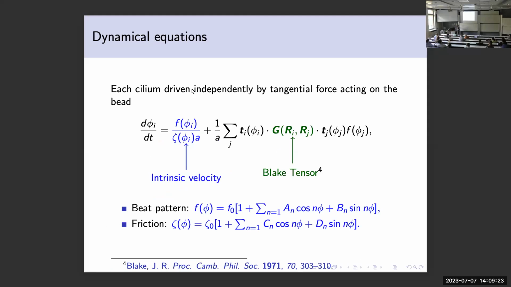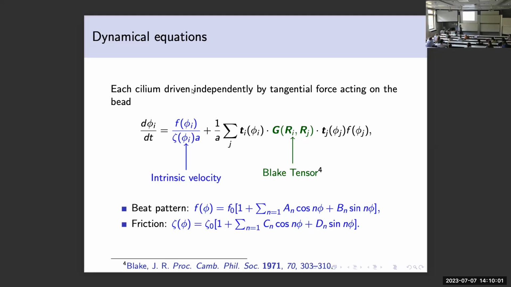Now we can write down how the phase of each cilium evolves in time. If we just choose a cilium on the lattice, cilium i, the time evolution of the phase has some intrinsic velocity, and that depends on this intrinsic driving force that's moving it around the trajectory. That's what the molecular motors are doing. And then zeta is the friction, so the hydrodynamic friction this bead is feeling. And A is the size of the trajectory. So if you've got a large amplitude oscillation, you've got a big A. If you've got a small amplitude oscillation, that's a small a.